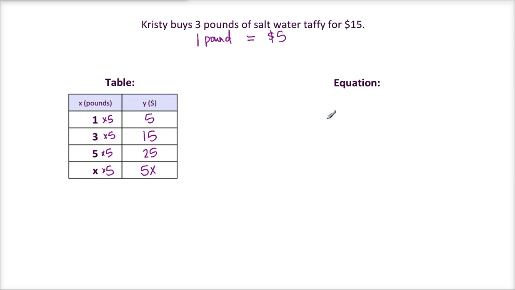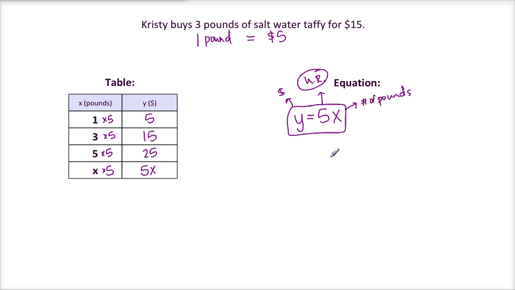So let's use this box to write our equation. The total cost equals the unit rate times how many pounds I buy. So once again, this is the cost, 5 is the unit rate, and X is number of pounds. So the big thing to recognize here is the unit rate is right here. And that's how all of the equations will be that you see on your assignment. The unit rate is always being multiplied by our X variable.